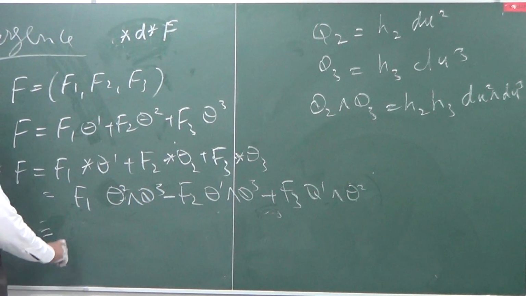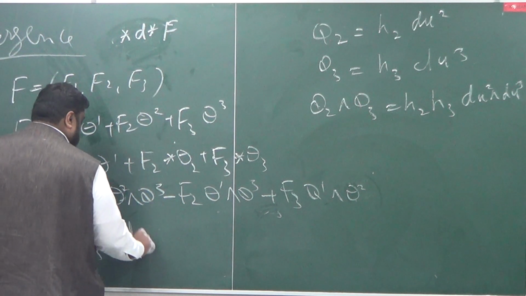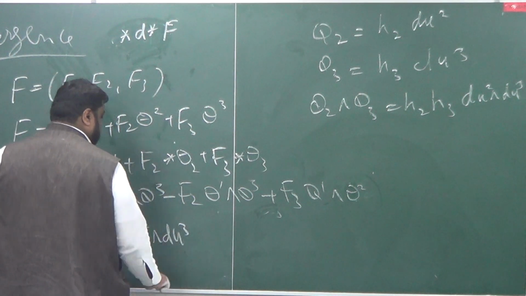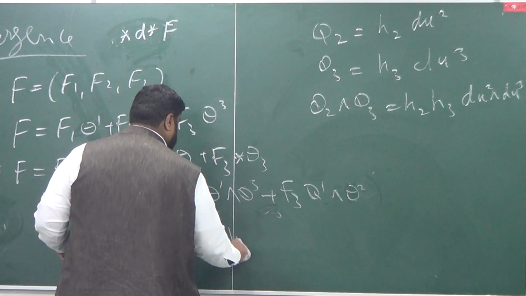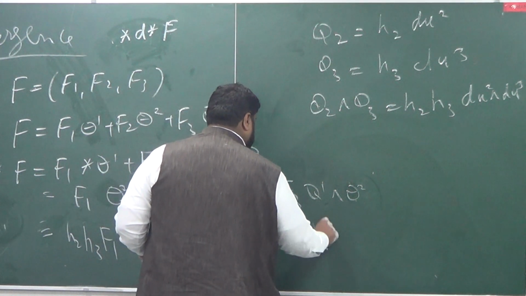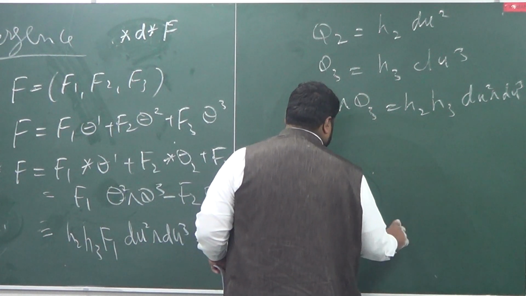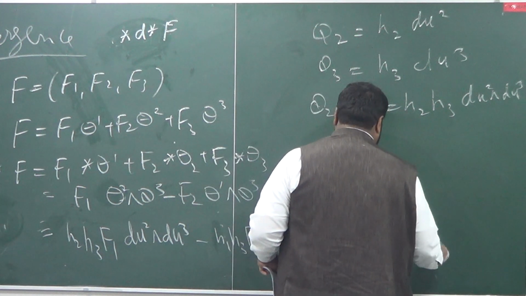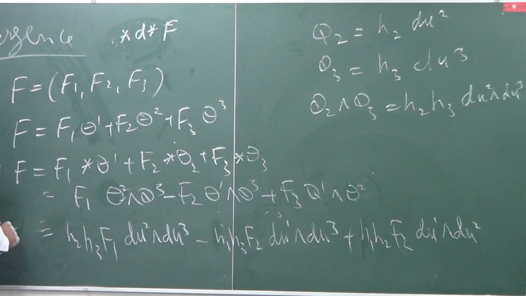H2 H3 F1. So this would be H2 H3 F1 du2 wedge du3 minus, okay, H1 H3 F2 du1 wedge du3 plus H1 H2 F3 and du1 wedge du2. And now I can apply D on both sides. So if I apply D on both sides, okay, what am I going to get?